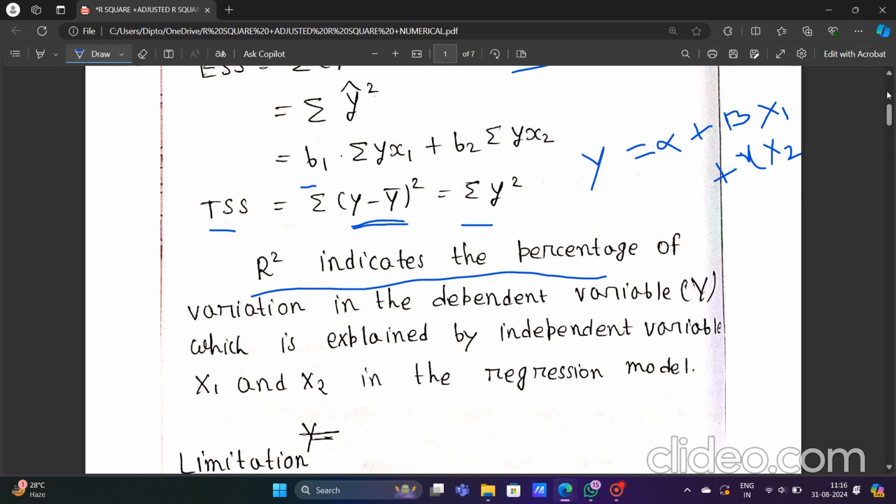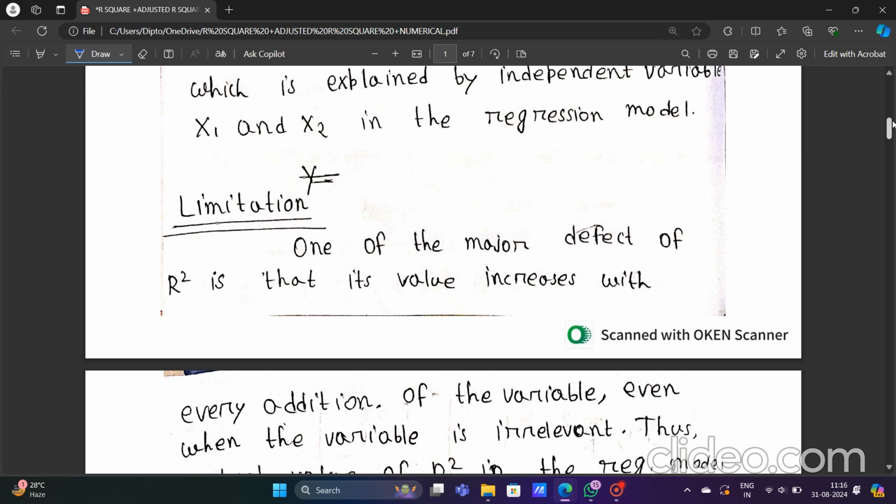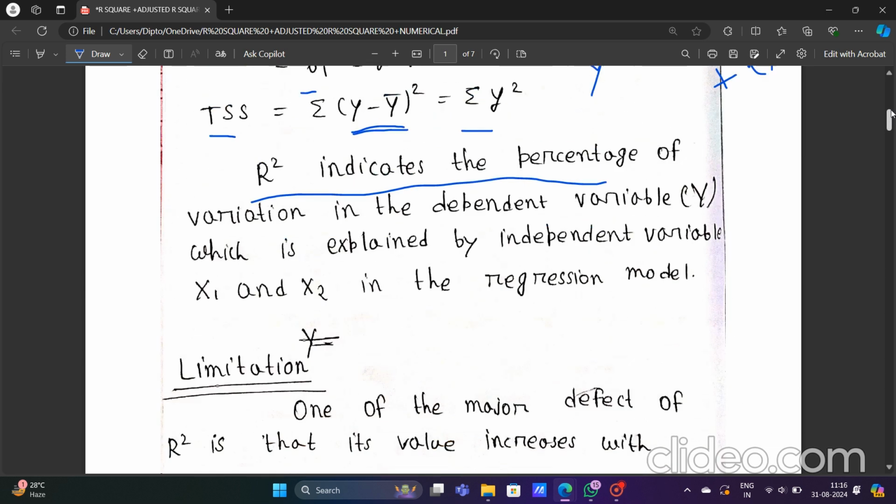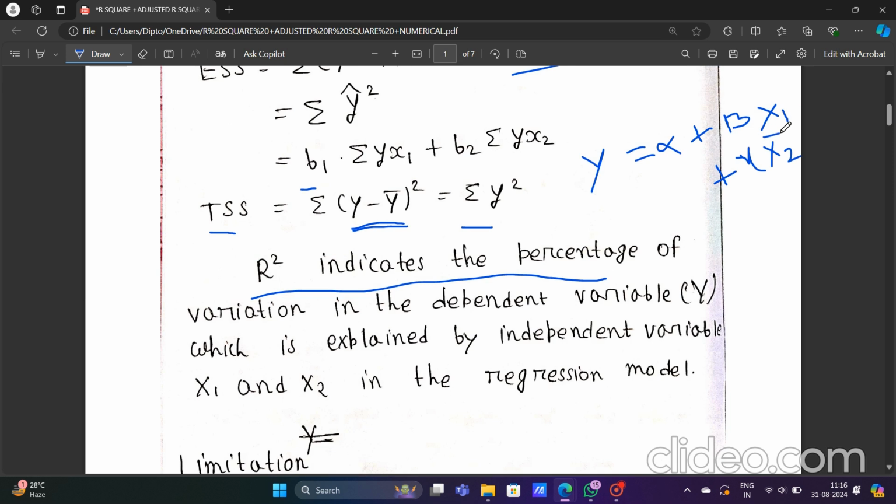What is the limitation of R square? One of the major defects of R square is that the value of R square increases with every addition of an independent variable. That means if you add more and more independent variables in the model, suppose here there are only two independent variables, but if I add more, suppose alpha plus beta x1 plus gamma x2 plus delta x3, the more independent variables I add, the more the value of R square will be.